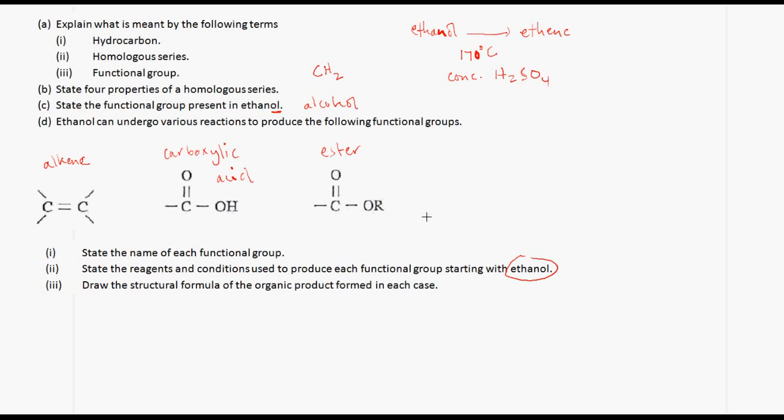In the second case, they want to produce a carboxylic acid. So if we start off with ethanol, and we want to produce, in this case, we go into an acid, so it'll be ethanoic acid.